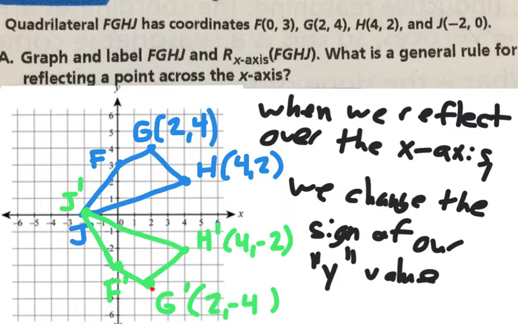Look at this one. This one was at 0, 3. Now it's at 0, -3. This one was at -2, 0. What happens when you change the sign of 0? It's still 0, right? So that one didn't change. So anytime we reflect over the x-axis, we're just going to change the sign of our y value.